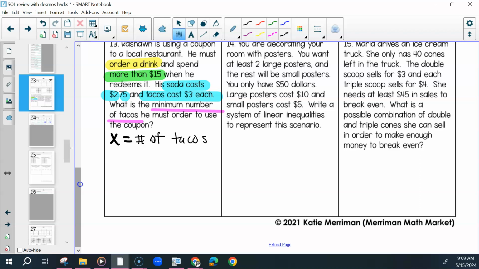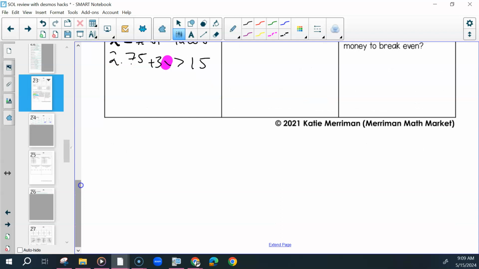He has to spend more than $15. So I know at the end it's going to be 15, and more than, that could be greater than, not equal to, because he has to spend more than that. It can't be equal to 15. How would I set up the rest of that inequality? $2.75 plus 3x. Okay, so then from that point, put it into desmos.